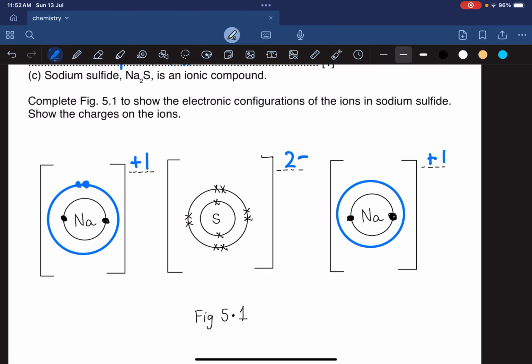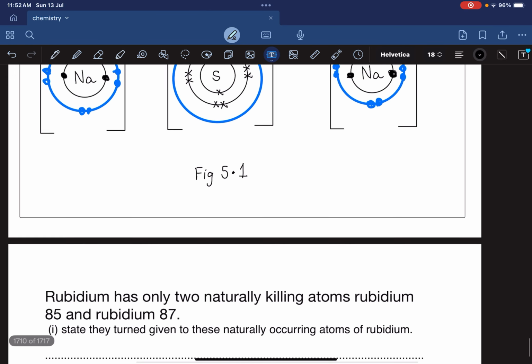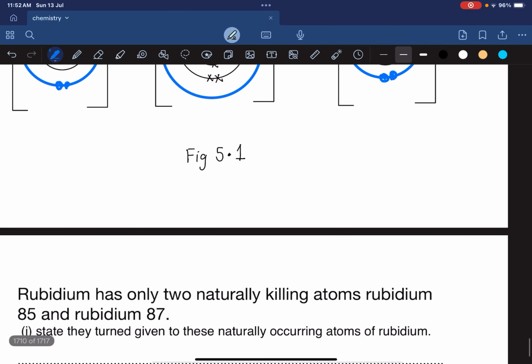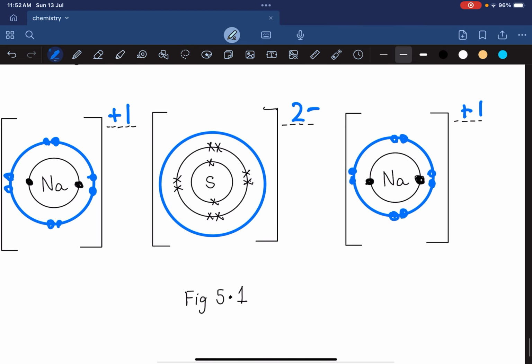They're going to be 1, 2, 3, 4, 5, 6, 7, 8 electrons. And over here as well, you're going to have 1, 2, 3, 4, 5, 6, 7, 8 electrons. 2 negative as well means whenever you have ions, you're going to have full shells. Okay, ion means that you have full shells. In O-levels, not talking about A-levels, ions are going to mean that you have a full shell. So both your sodium ions and your sulfide ions are going to have a full shell.